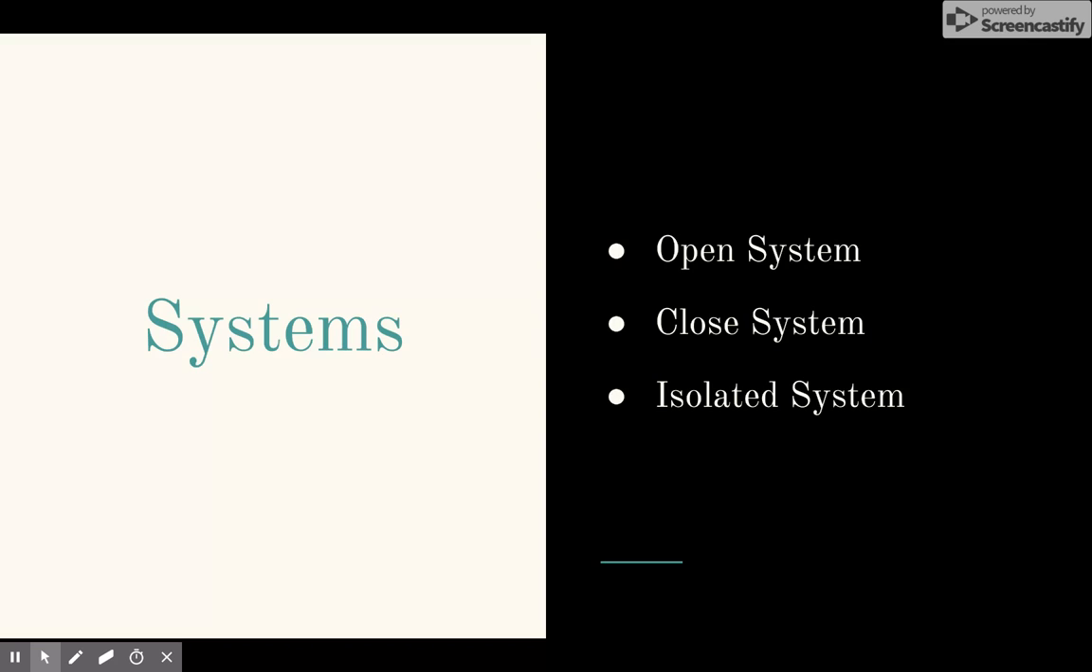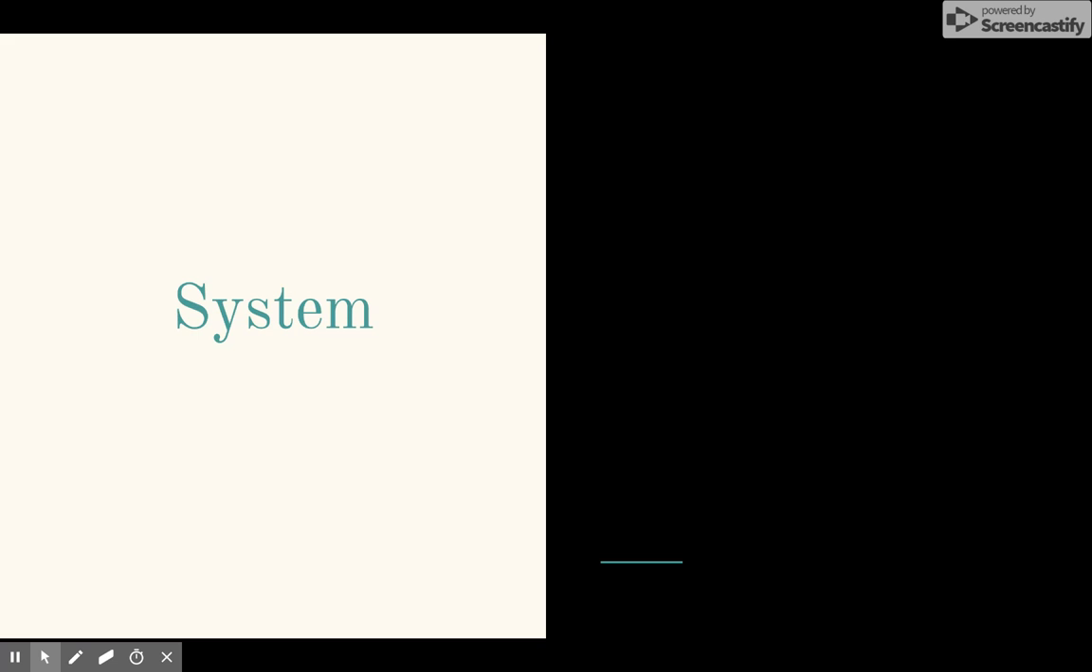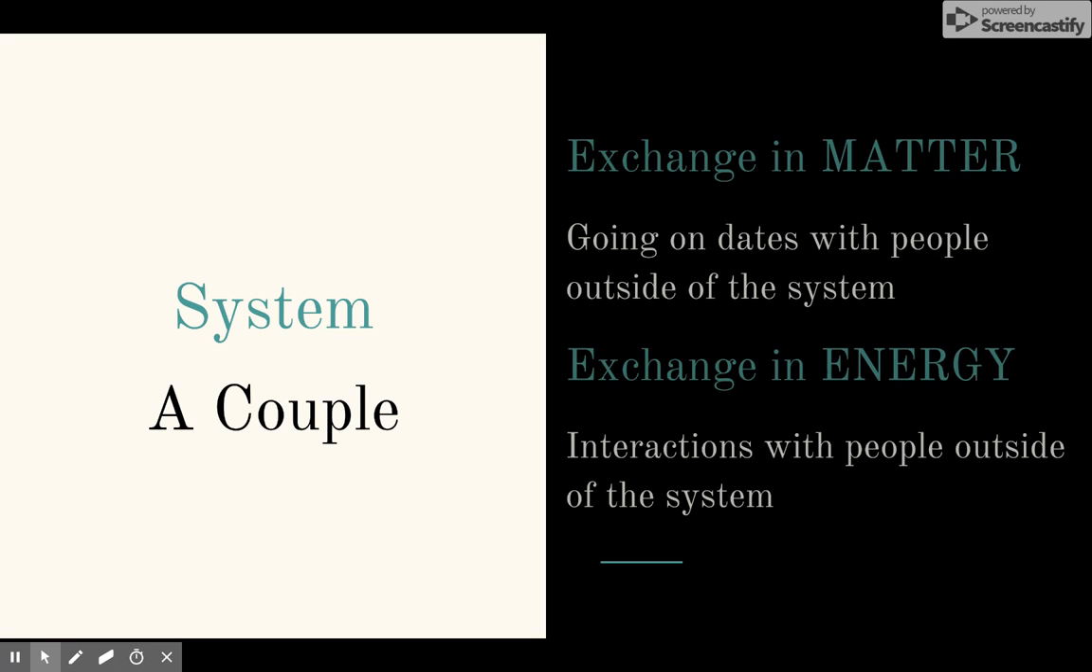system. There are three types of systems: open, closed, and isolated, and we will use different relationship statuses to describe each of them. Think of the system as a couple, and the two crucial factors, matter and energy, as going on dates and interacting with people other than their significant others.